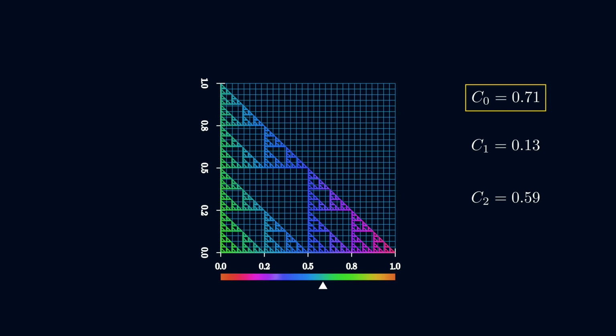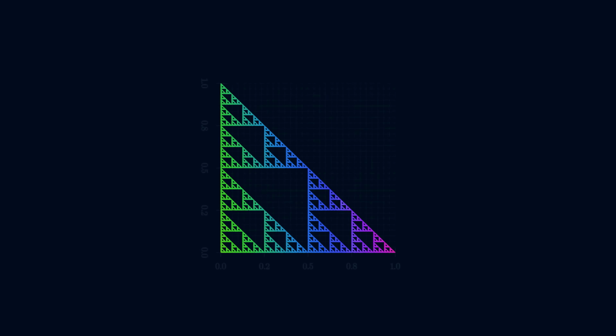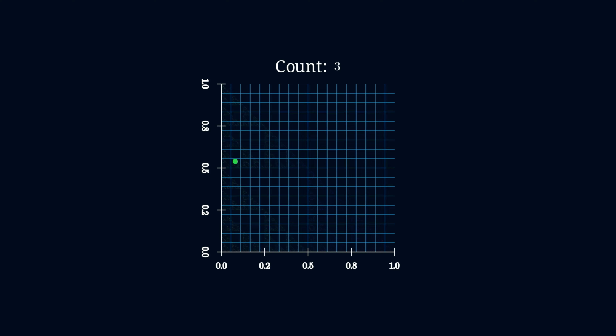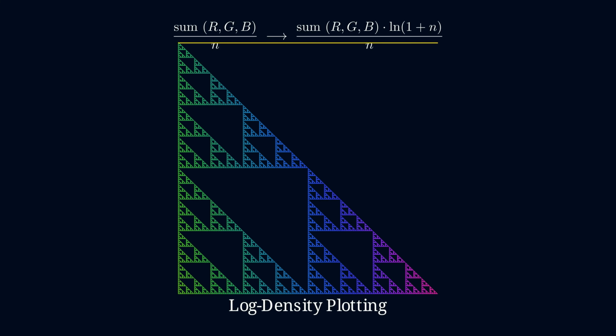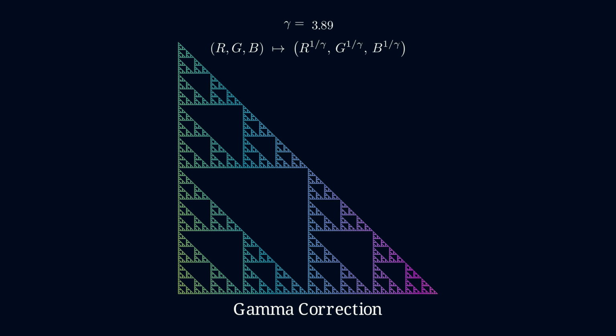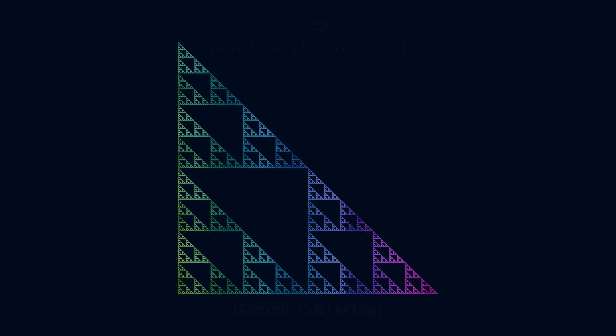We now have color, but things still look a bit flat. And that's because, currently we just override each pixel with a new color each time the pixel gets hit. If we count the numbers of times a pixel gets hit and scale its color by it, we get something much nicer. We can do this with log density plotting. There's one more noticeable tweak to make things less flat. Gamma correction. Without it, the image looks either way too dark or too washed out. And with it, the colors look the way that our eyes expect.